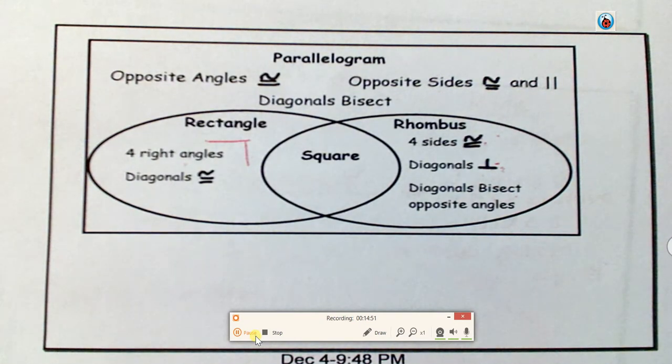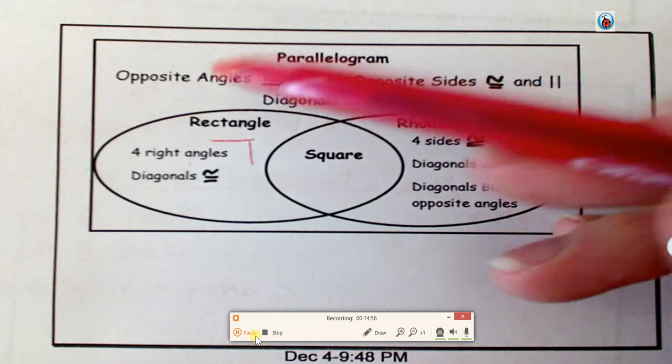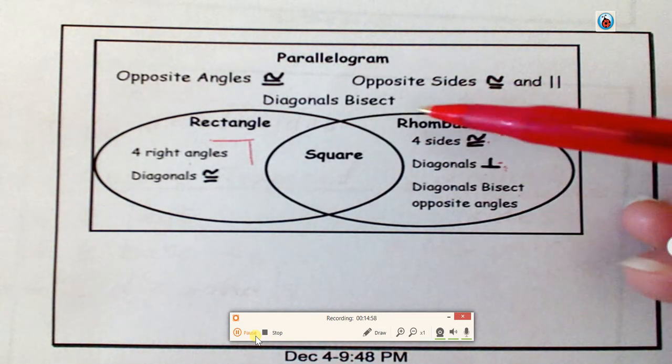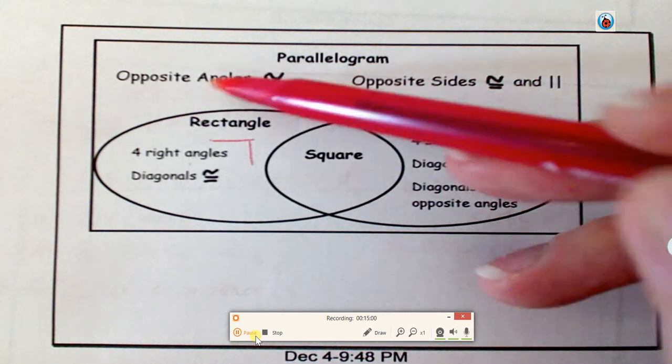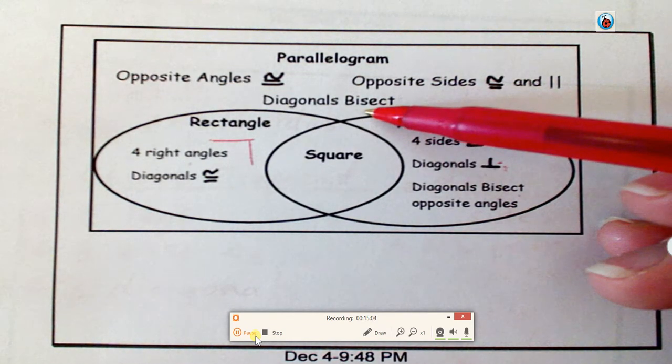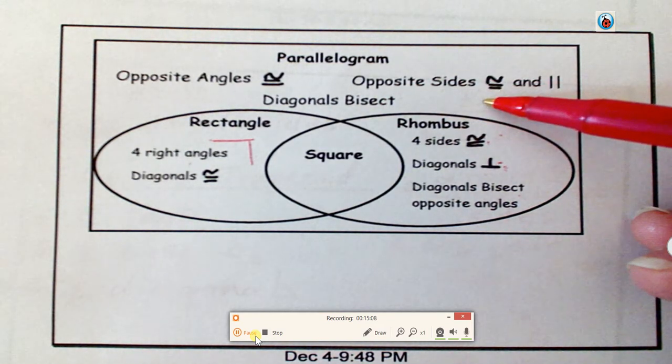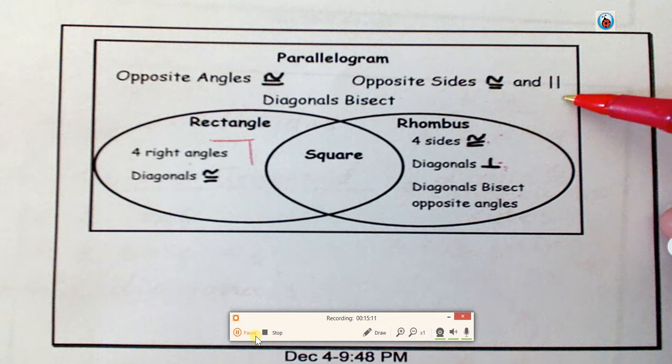So make sure you have all of your tests memorized. For parallelogram, opposite angles are congruent. You cannot show me that on a graph. You can show me diagonals bisect each other at the midpoint by using midpoint formula. You can show me that opposite sides are congruent by doing distance formula. You can show me opposite sides are parallel by doing slope.